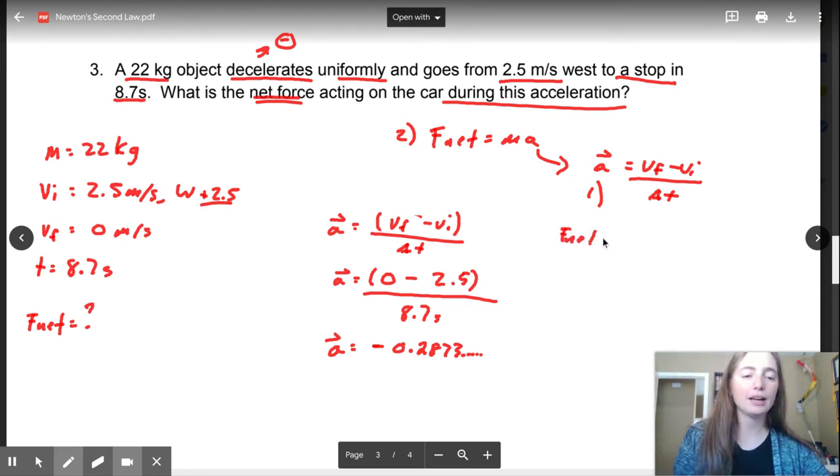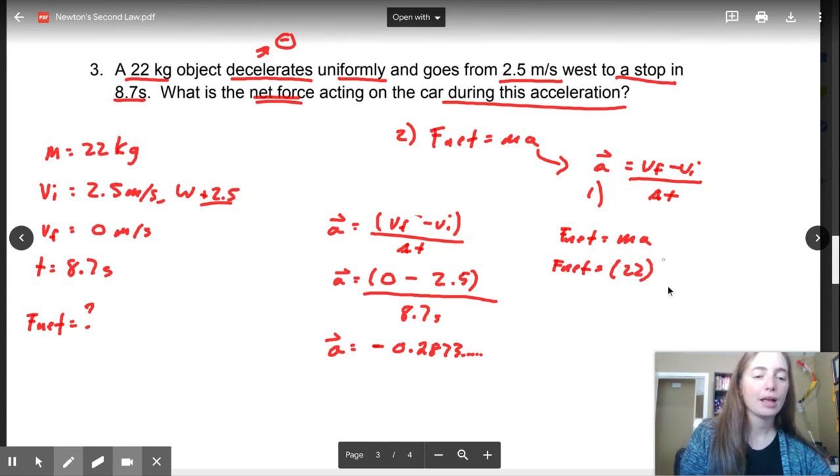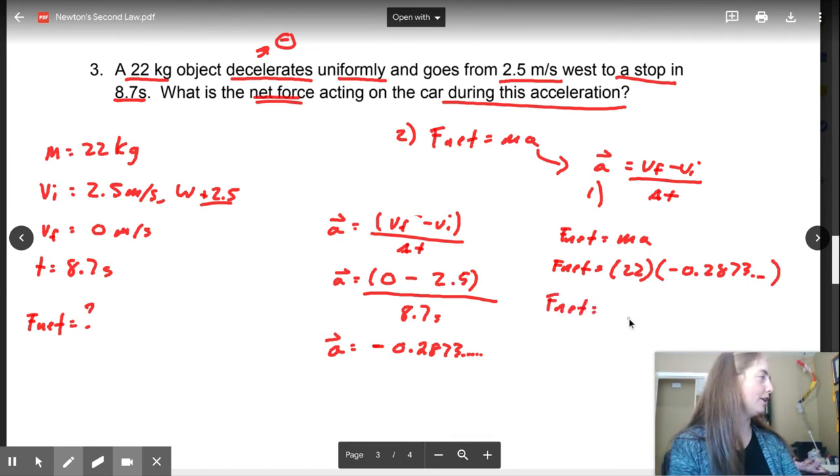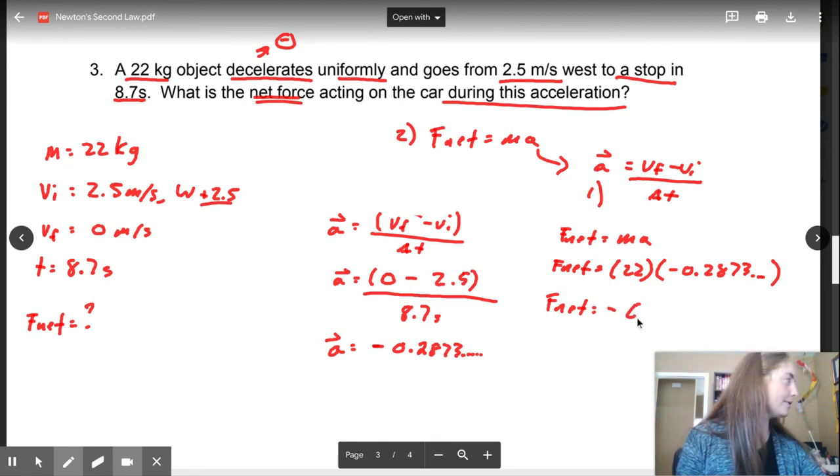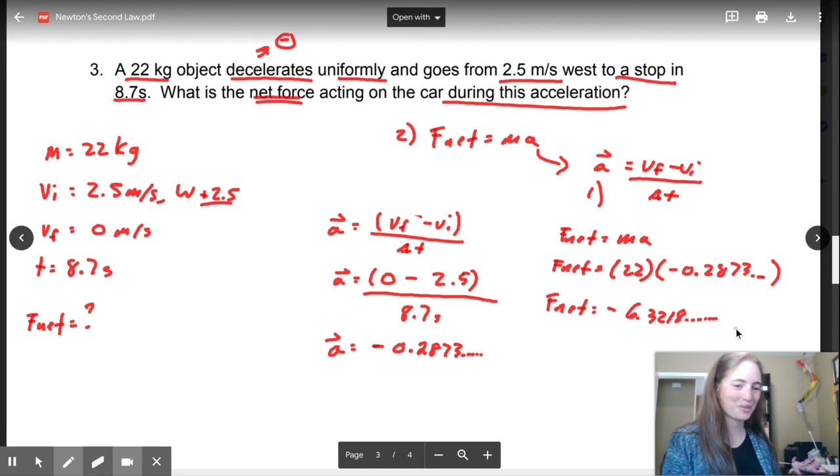So I now need to find my F net. I have the mass of 22 kilograms. And then I'm going to take this whole value, no rounding now, use the whole value in your calculator, multiply those together. I'm going to wind up with a numerical value of negative 6.3218... Sounds good? Good.